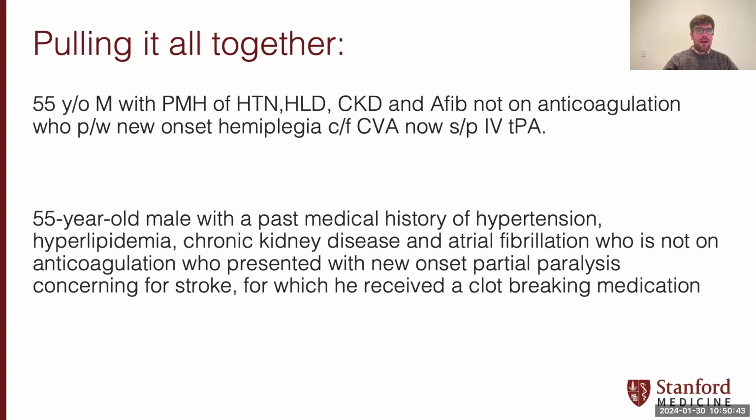So this is a 55-year-old male, a past medical history of hypertension and hyperlipidemia, chronic kidney disease, and atrial fibrillation. And importantly, is not on anticoagulation despite the atrial fibrillation, which is a risk factor for stroke. Presented with new onset partial paralysis, concerning for stroke, for which he received a clot breaking medication, which is tissue plasminogen activator.